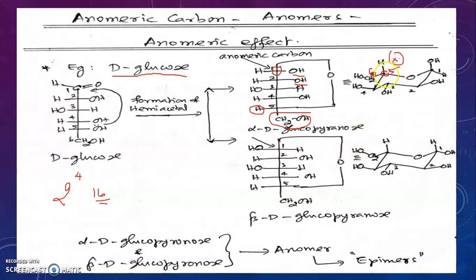Listen, the configuration of this carbon is locked, right? Only one orientation is possible here. That's why if you ask how many optical isomers are possible for this cyclic hemiacetal of glucose, people often give the wrong answer. Because it has 5 chiral carbons, people will say 2 power 5 isomers are possible. 2 power 5 means 32 isomers.